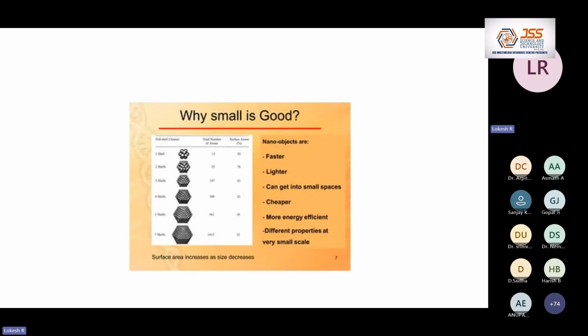Why do we need nano when macro, micro, or milli is already there? What is the advantage of getting the material in small dimensions? When the material reduces its size, there are many advantages. One main, unique property of nano is its high surface area to volume ratio. Also, nano objects are faster, lighter, and more energy efficient. We'll concentrate on the surface area to volume ratio because that is the property used in most of the healthcare applications.